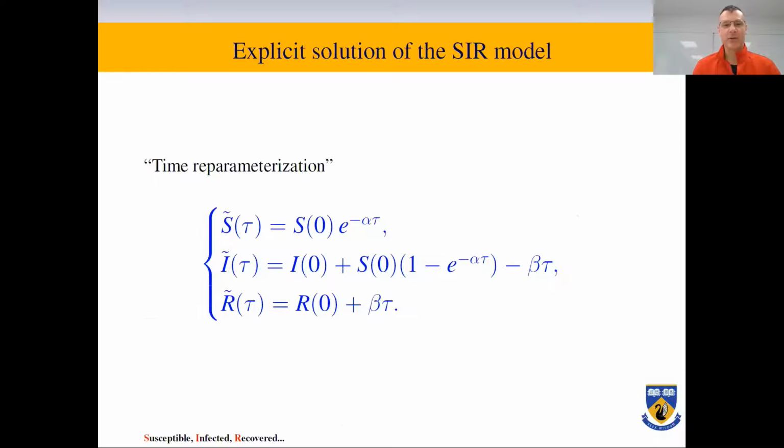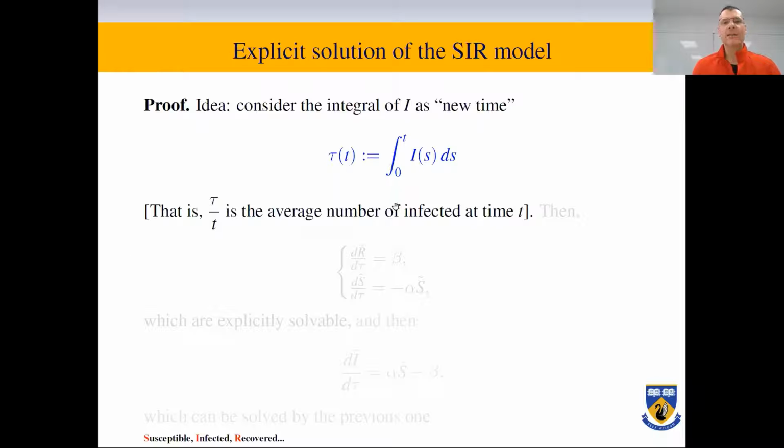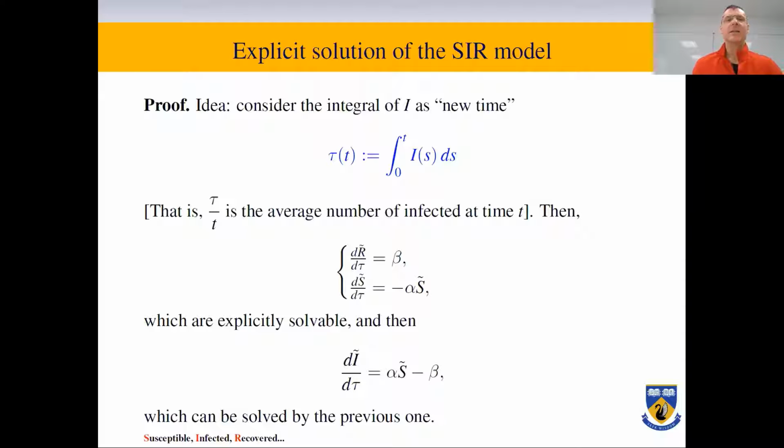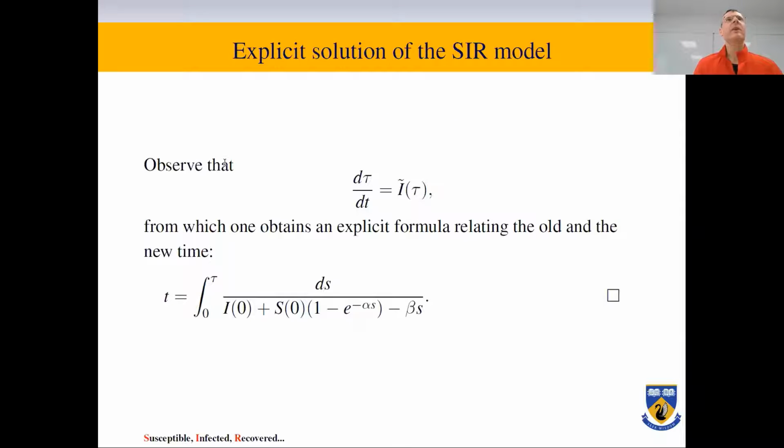new time parameterization. So the idea is that one can take into account the integral of the infected people as a new time. So basically, the new time divided by the old time is the average number of infected people. And then you substitute this new time variable into the original equation, and you have a number of simplifications that allow us to solve the equation explicitly. This is probably something a little bit technical, but it's useful in a sense because it gives closed formulas for S, I, and R, in dependence of a new time variable.